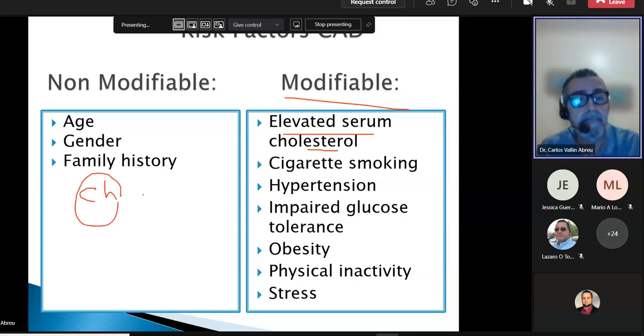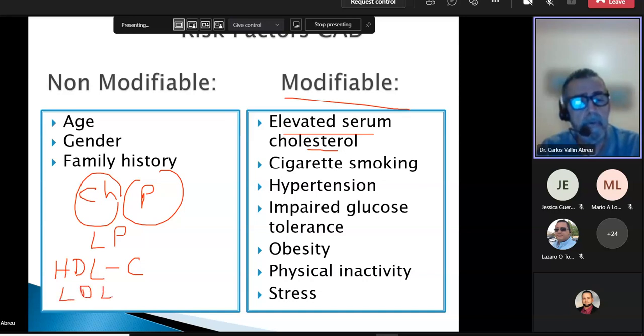Need to be circulating associated with a protein, and this is called lipoprotein. But there are two main types of lipoproteins to learn. The heavy, high density lipoprotein associated to cholesterol, and the low density lipoprotein associated with cholesterol. This is good, this is bad. This is good, this is bad.